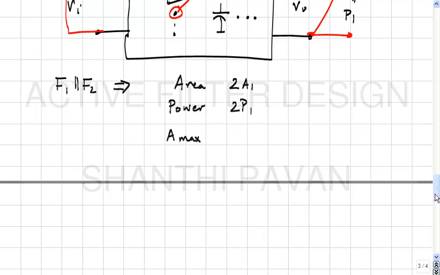The composite filter occupies twice the area, right? It occupies and consumes twice the power. The maximum signal level is unchanged and remains A max, right? So, we would like to see what happens to the minimal signal level. Clearly if the minimum signal level also remains the same, what do you think will happen? The dynamic range remains the same. So, do you think that's something that can happen or cannot happen?